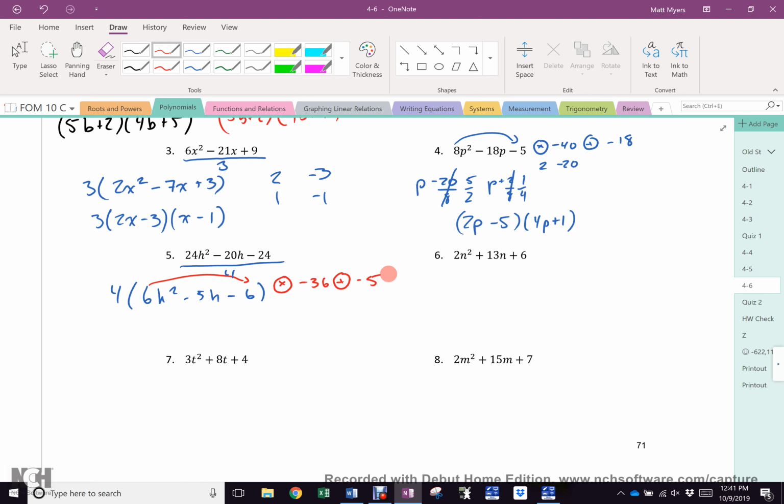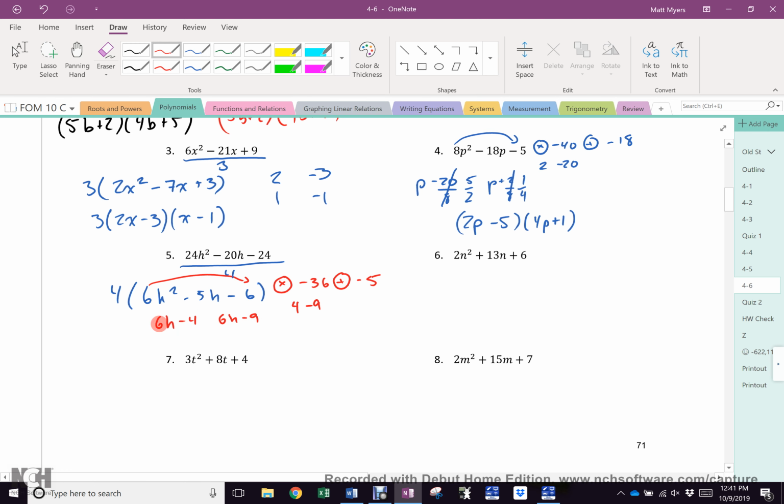It's not 2 and 18. Is it 3 and 12? Is it 4 and 9? How? 4 minus 9 is negative 5, right? Now, we're going to do the other method. In the first method, you started with P. In this method, you start with 6H minus 4, 6H minus 9.